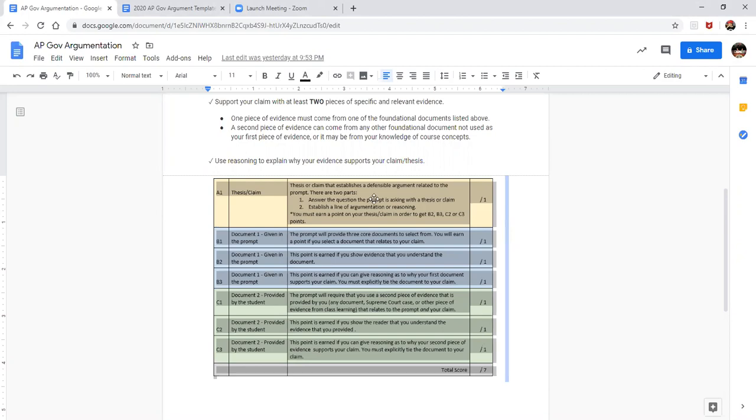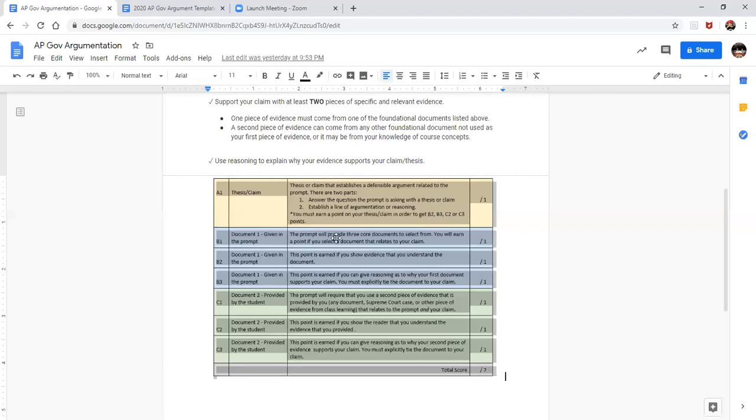The first paragraph is just going to be your thesis. That's all you have to have. And again, we talked about that on Tuesday. That is a defensible claim with a line of reasoning. And like I said, I think it's important to have 2 valid points in your line of reasoning.